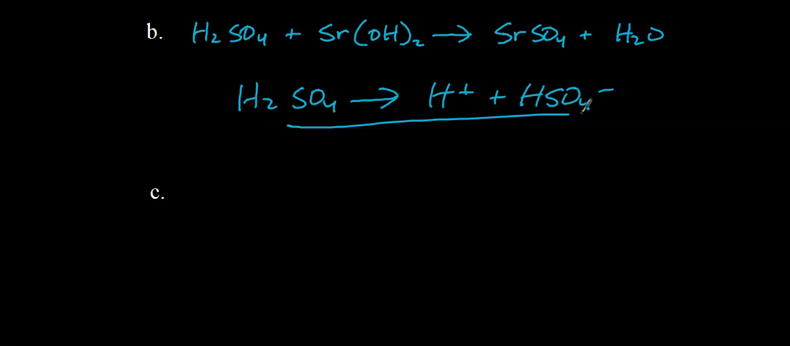All right, go ahead and do letter C. I think you can do that one on your own. Actually, no, I got to walk you through that one too. A little bit different. Let's take a look. It says perchloric acid and aqueous ammonia.